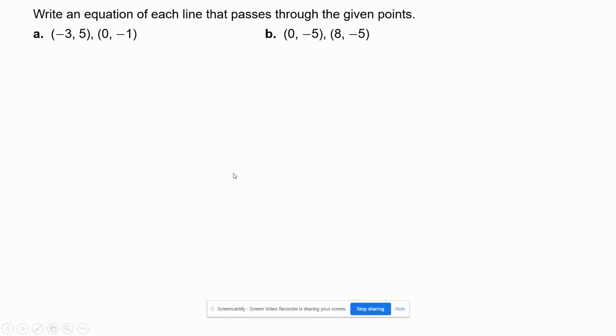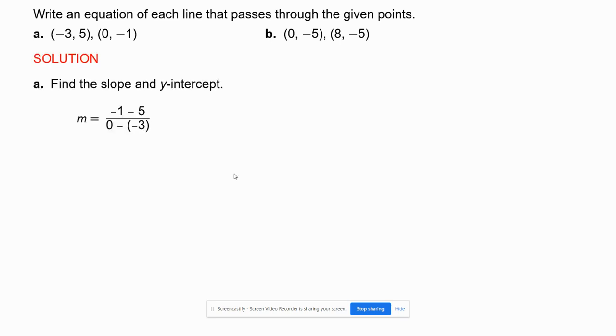Hello, this is example 3. We're going to write an equation of a line that passes through the given points. So in part A, we have the point -3, 5 and the point 0, -1. We're going to start with finding the slope.